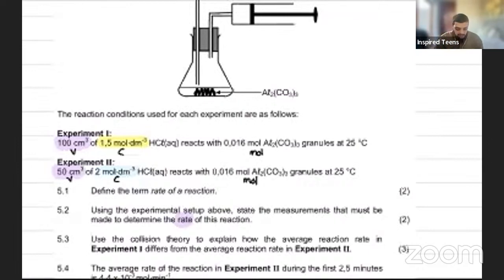Sorry, I forgot to define it as well for your first mark. So you will say there's a lower concentration, which means that there are fewer particles per unit volume. Therefore, fewer effective collisions per unit time. Therefore, a lower rate of reaction.